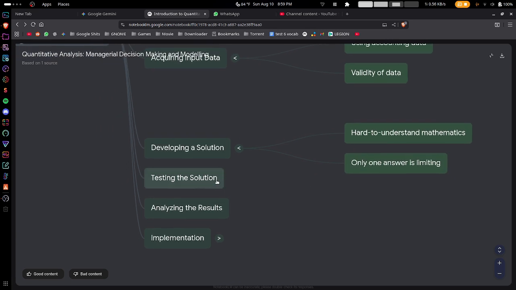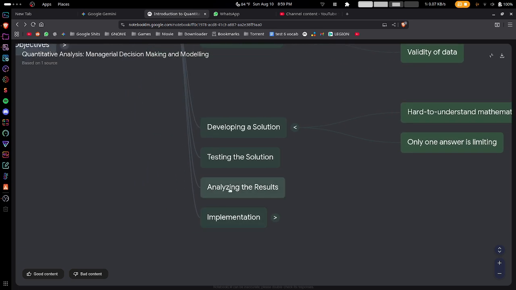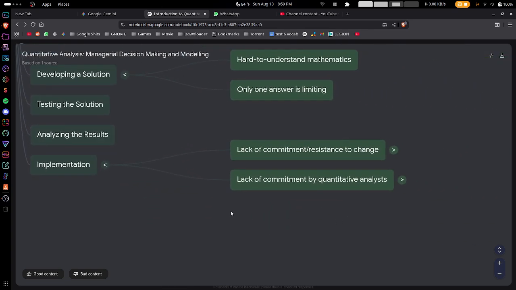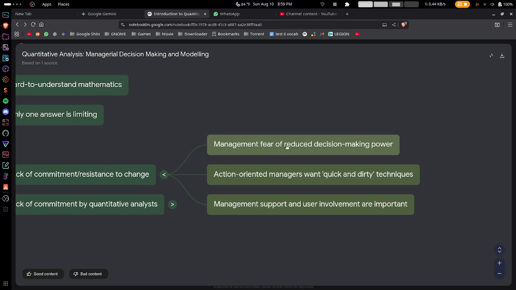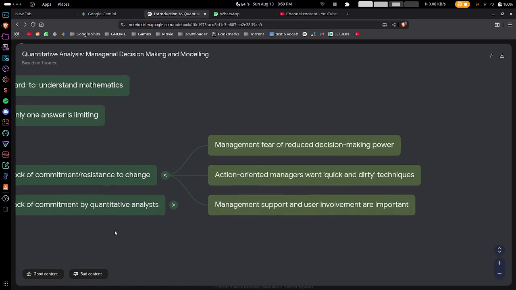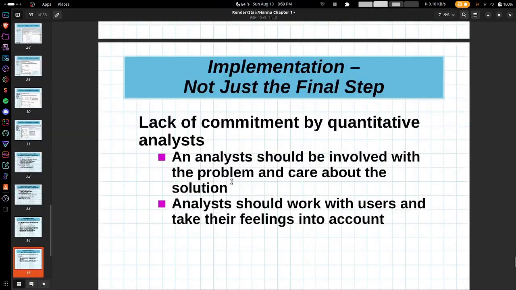Then testing the solution is another step. Then analyzing the results, and lastly, implementation is very important. A lack of commitment and resistance to change, and a lack of commitment by quantitative analysts, could impact implementation. So we need to go to management, where there is fear of loss of decision-making power. Action-oriented managers want quick and dirty techniques. Management support and user involvement are important.